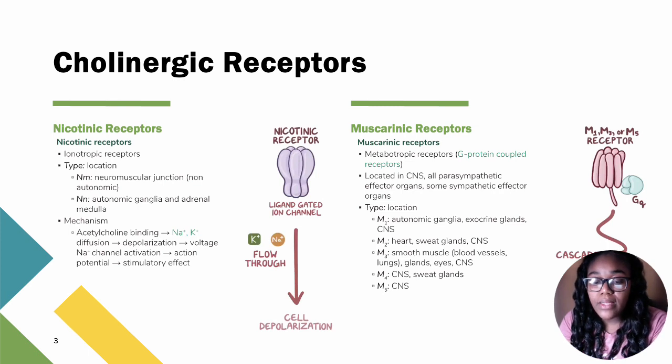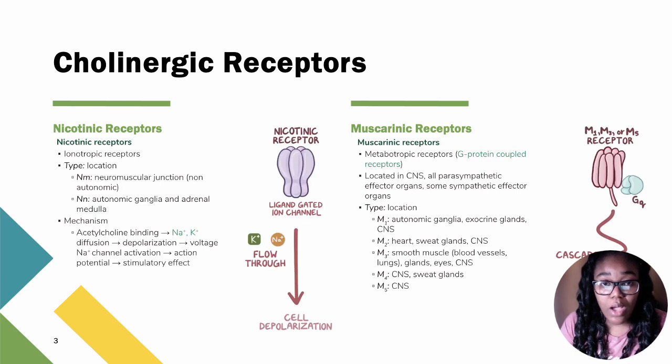M2 receptors are normally located on the heart, sweat glands, and central nervous system. M3, you have your smooth muscles, which includes the blood vessels, the lungs, glands, eyes, and central nervous system. M4, central nervous system and sweat glands. And then M5 is specifically in the central nervous system. So as you can see, all of the muscarinic receptors have some association with the central nervous system, and that's actually going to play a part in how the drugs play with our examples that we'll talk about.